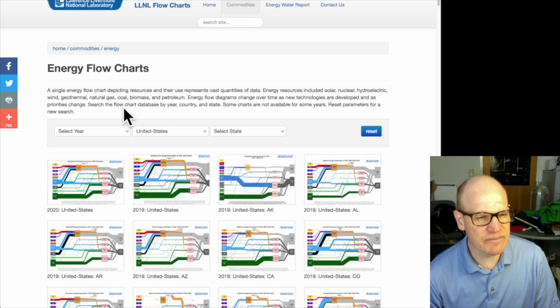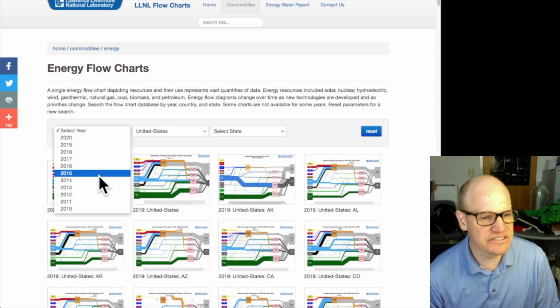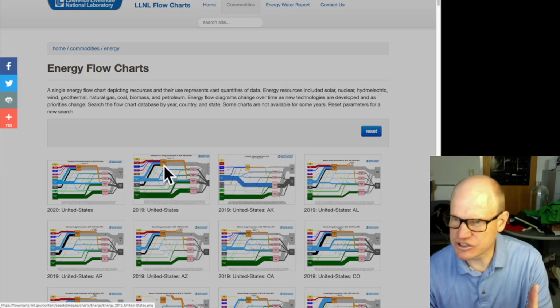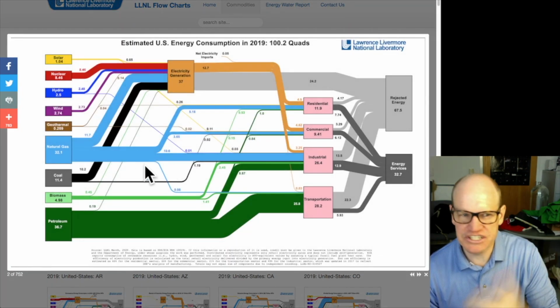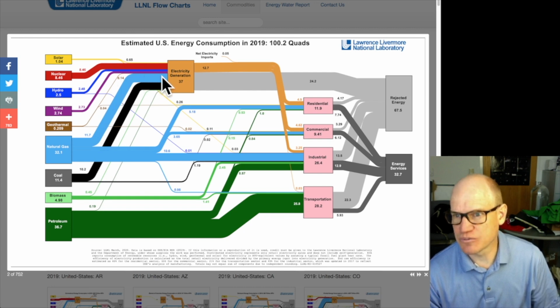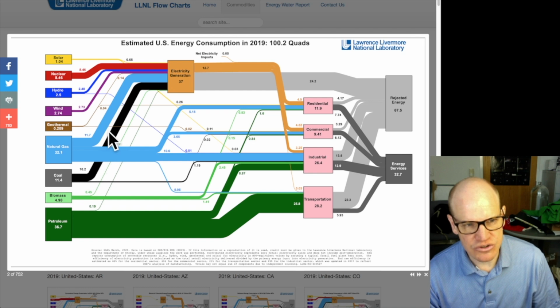I wonder, I might be able to go back far enough to see, no, these only go back to 2010. So that didn't help. But they do have some of these flowcharts that go back into the 1980s. And when you look in the 1980s, there was no natural gas really that went to electricity because natural gas was a lot more expensive in the 1980s. And so that was made up by coal.